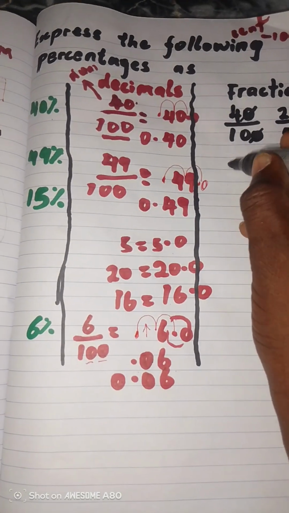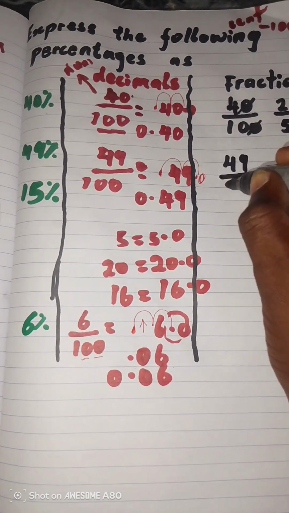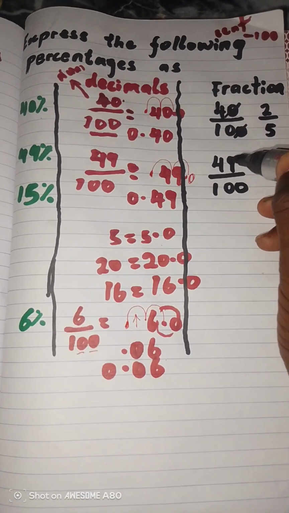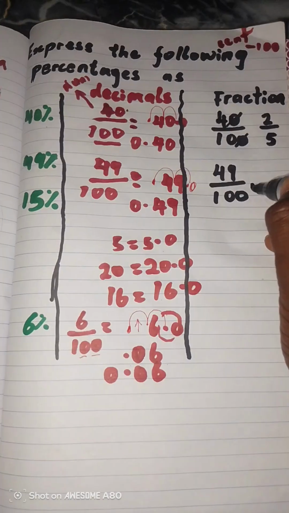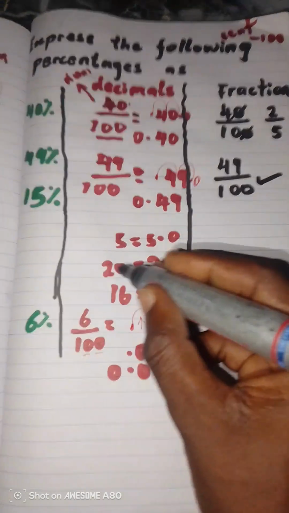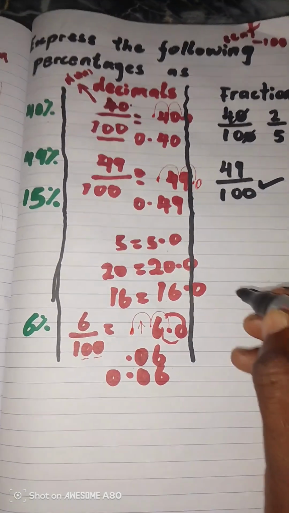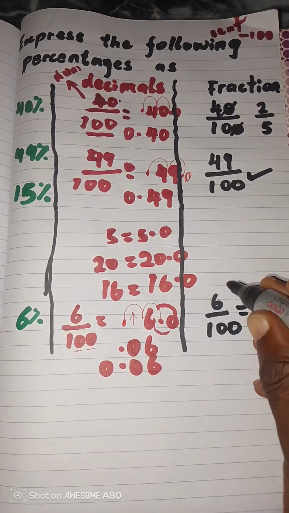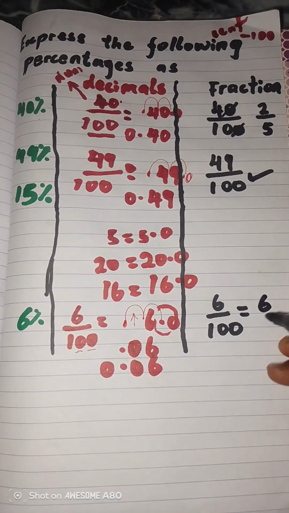49% is 49 all over 100. There is no common factor between 49 and 100, so your answer is 49 over 100. Let's jump to 6%. 6% is 6 all over 100. So there's no 0 to cancel. Let's rewrite it: 6 all over 100.